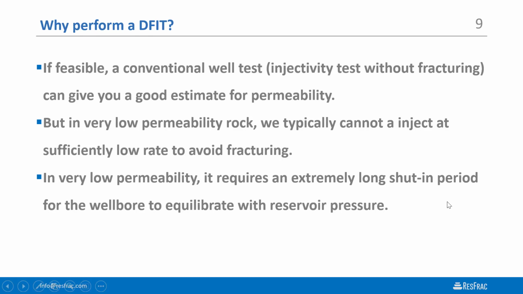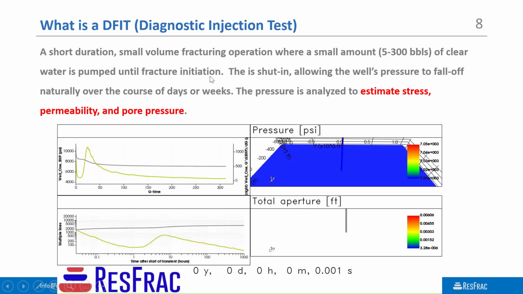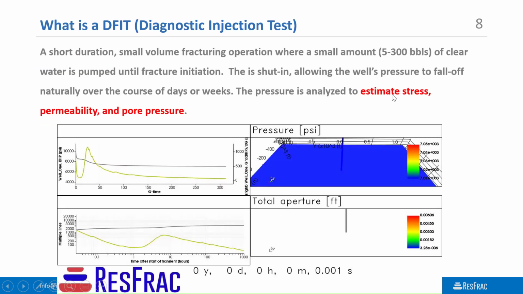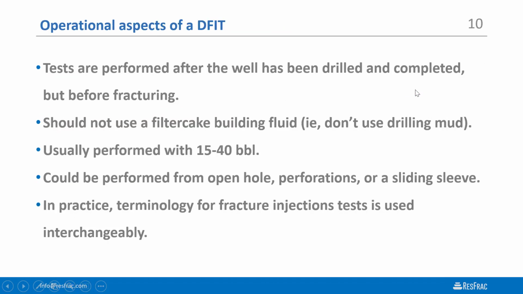So essentially, again, in a conventional formation, with high permeability, you don't need to do a fracture injection test to get permeability and pore pressure. You can do conventional well testing. You would still need to do a fracture injection test to get stress. But in low permeability rock, you have to do a fracture injection test to get all three of these.